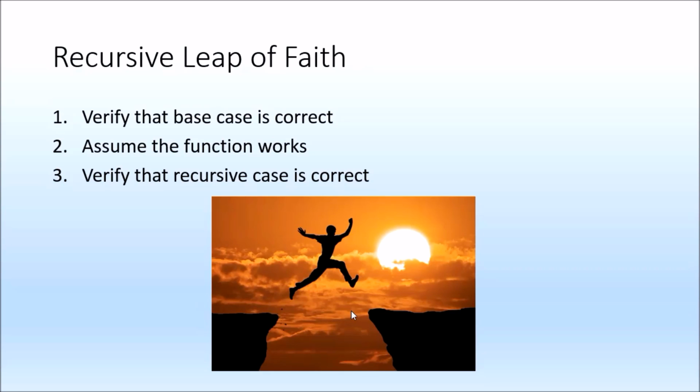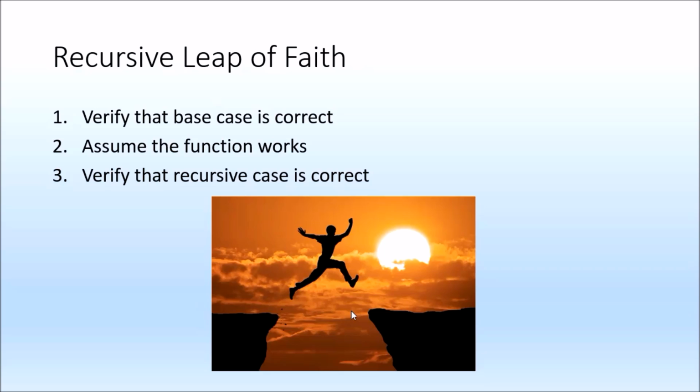The next question we're going to try to answer is, how do we know that recursive functions are correct? And here I'm going to define this ideal of the recursive leap of faith. Basically there are three main steps to the recursive leap of faith. The first thing you do is verify that the base case is correct. Then you assume that the function overall works.